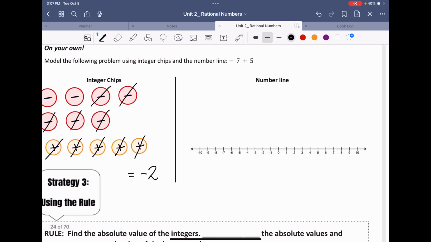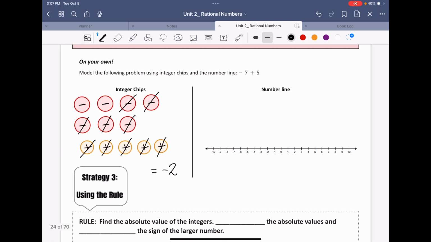I'm going to show that on my paper. So starting at 0, or on my number line, going to negative 7, starting at negative 7, going up 5. So 1, 2, 3, 4, 5. I should end at negative 2.